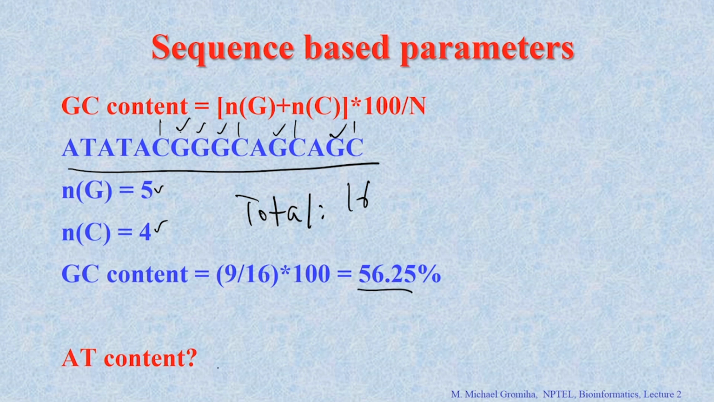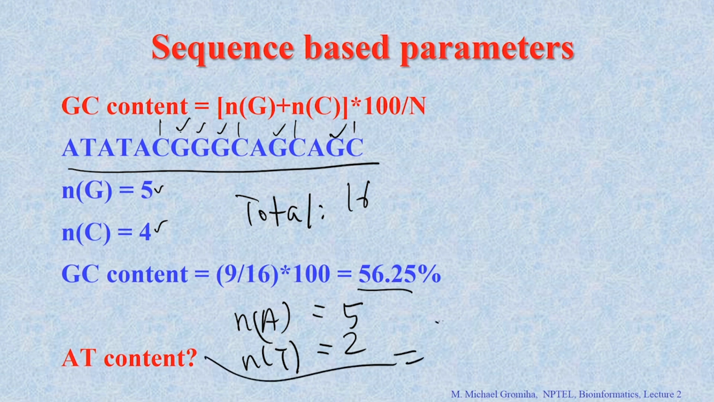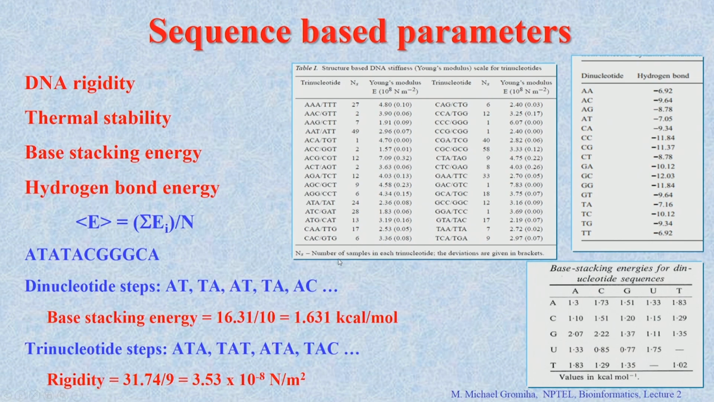How to get the AT content? How many A's? 5. Number of T's? 2. Okay. So, AT content equals 7 by 16, which is equal to 43.75%. You can also do that easily by subtracting this from 100, and you will get this. Okay. Now, we can also derive various sequence-based parameters.